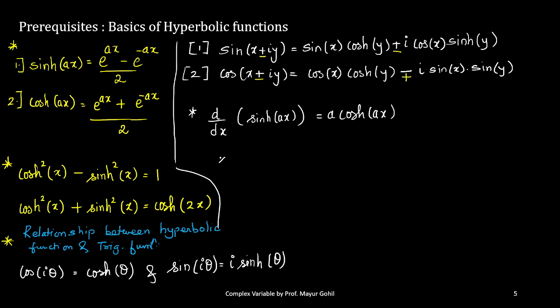Now the next important formula is d/dx of cosh(ax), which will be, unlike ordinary trigonometry, there is no negative sign over here. It is a sinh(ax). That's just as simple as that.